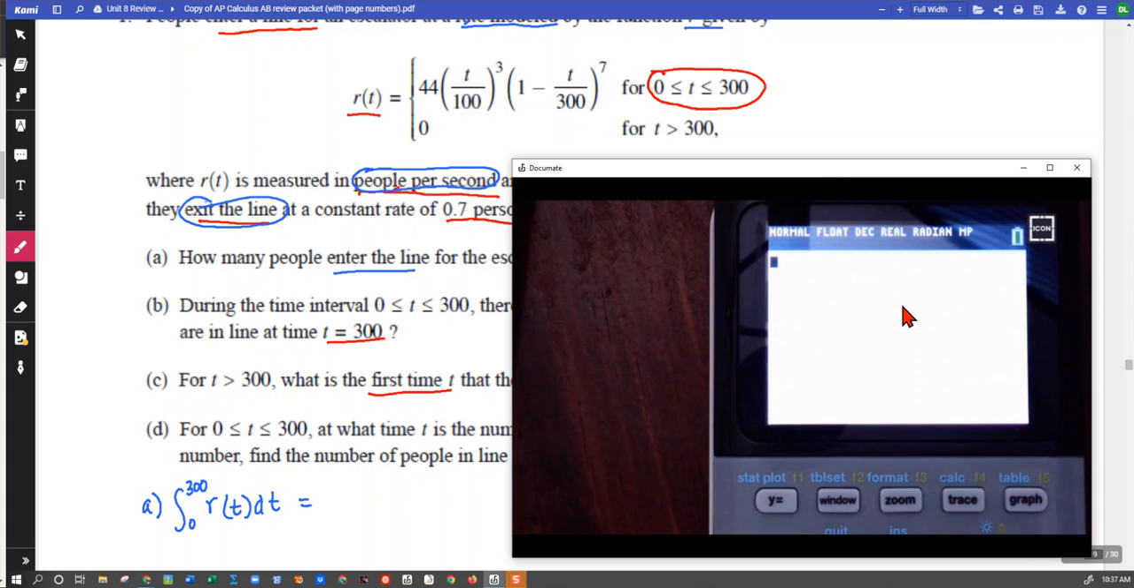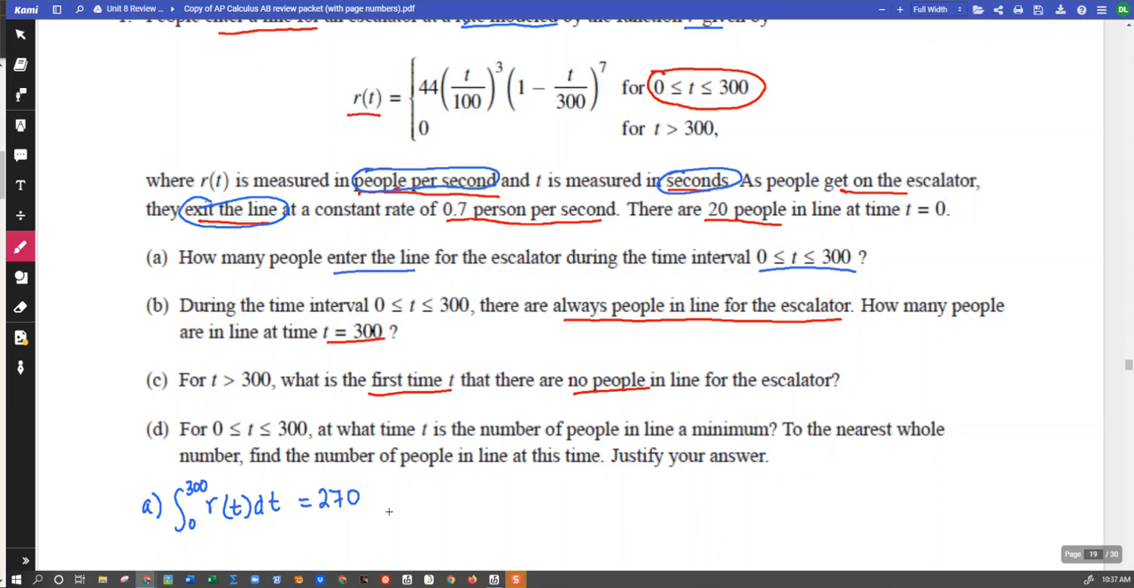Let's clear these out, and go to my integral calculation, integral from 0 to 300 of my rate entering function. As I do that, I see that my result is 270. So 270 people.